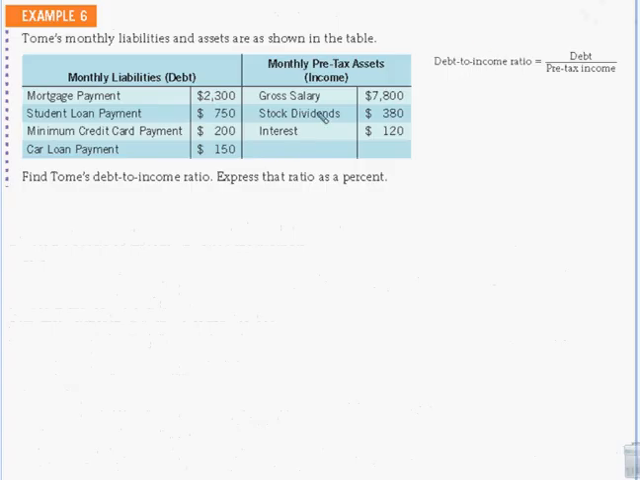Tom's monthly liabilities and assets. So this is his debt to income. His income is over here. His income is $8,300, and his debt is $3,400. So his debt to income ratio, we'll divide those, and that gives me 0.405. So he's at a 40.5% debt to income ratio, which is very high.